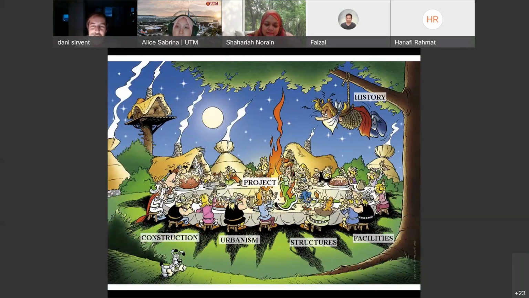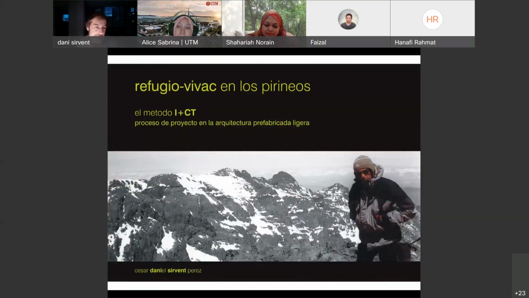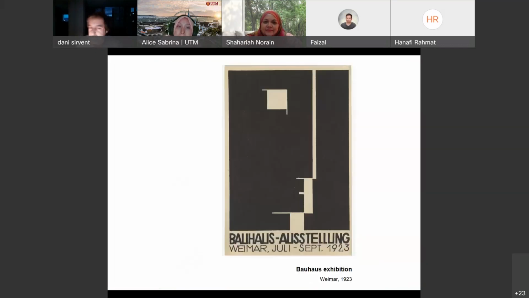Well, here is a joke. Normally all the areas of construction, urbanism, structures, and facilities share the same project. So I wanted to create a similarity in my subject. So I developed a system, I can call it something like that. The system is called the Method Idea Plus Construction. This is the book I made 10 years ago, and it's the book that we are still using in our classes.